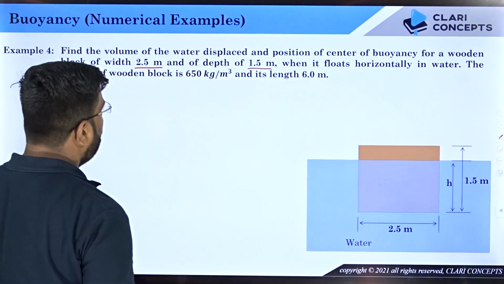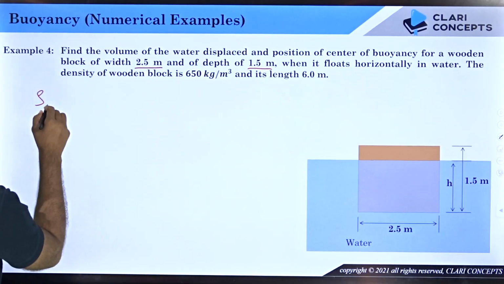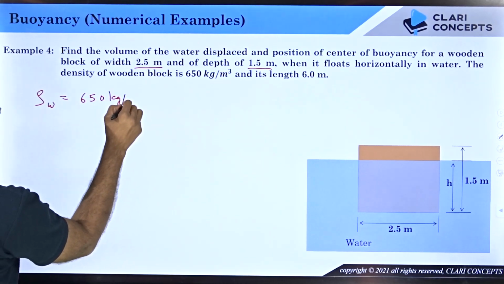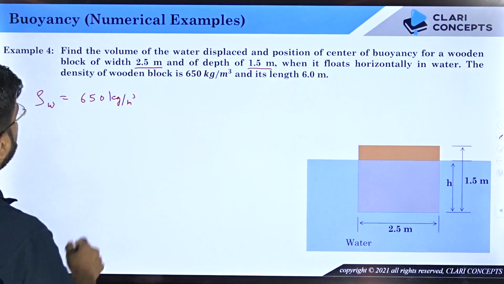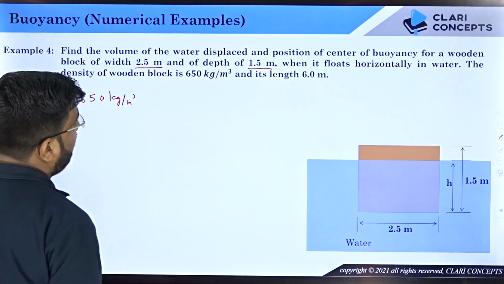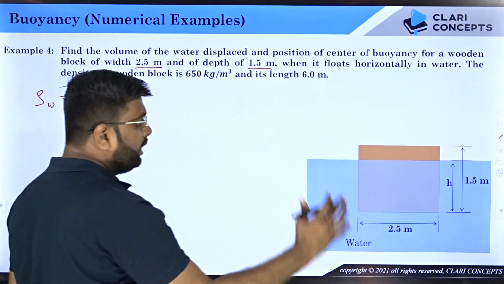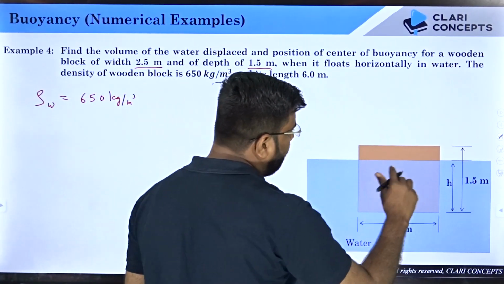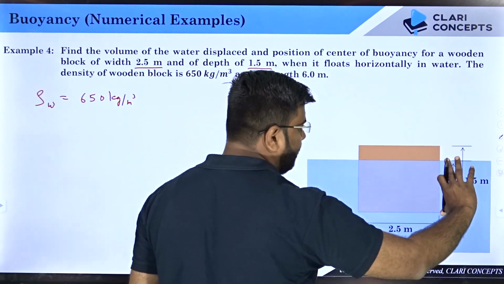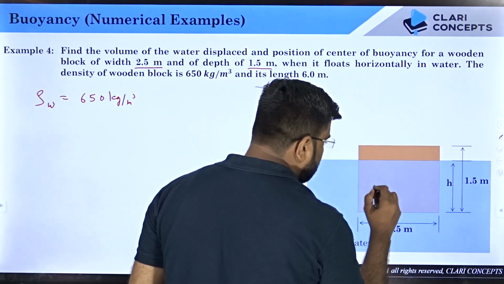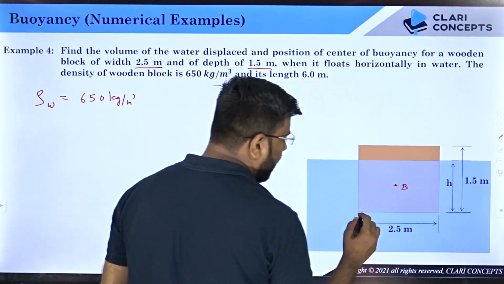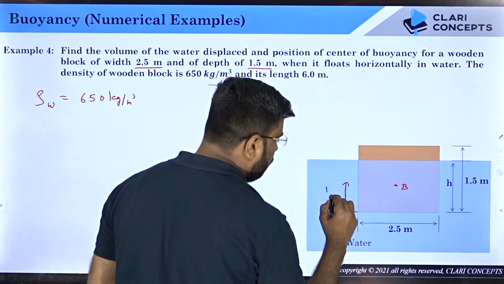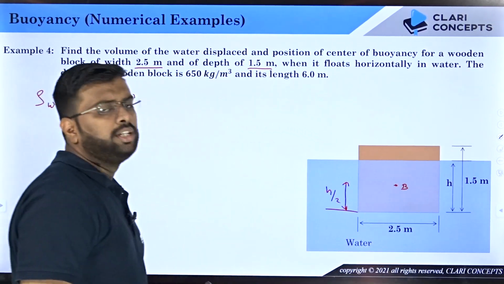This is the cross sectional view, and the density of the wooden block is given to you as 650 kg per meter cube. They have asked you to find out the volume of the water displaced and the position of center of buoyancy. Now see, the center of buoyancy position is always at the centroid of the volume displaced. So let's say the depth is h. So the buoyancy point will be over here and this will exactly be h by 2 meters from the bottom portion. So first h needs to be found out.